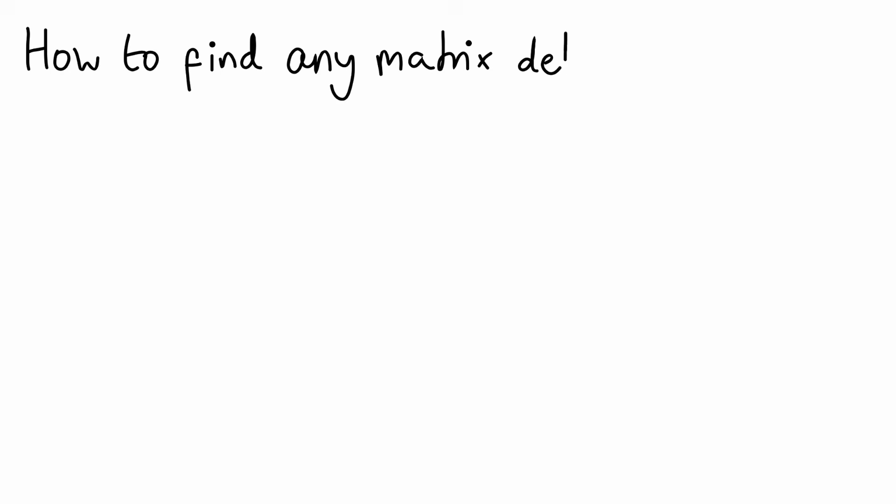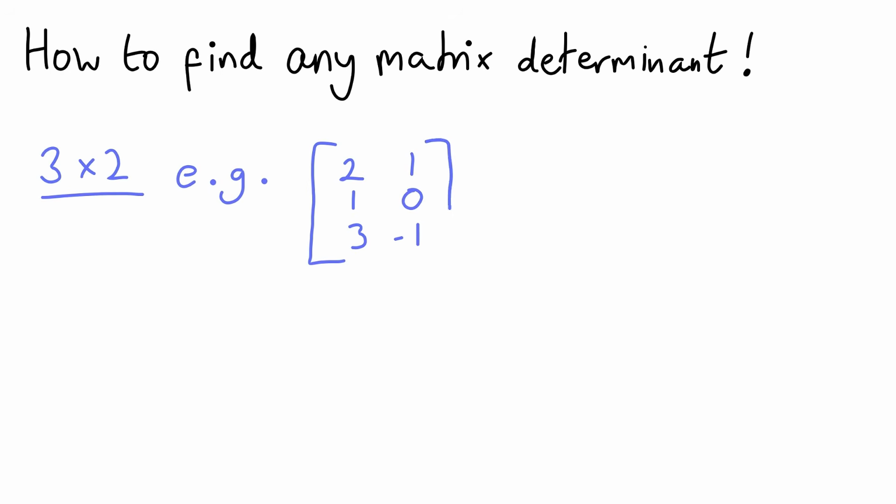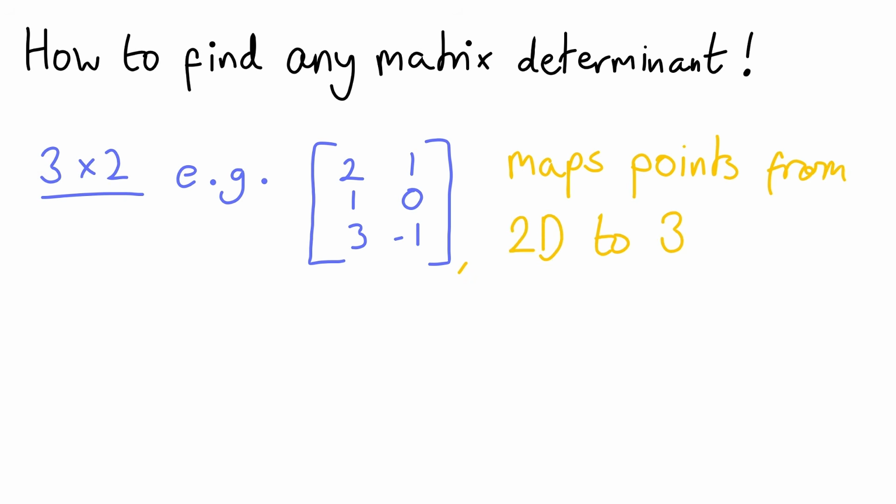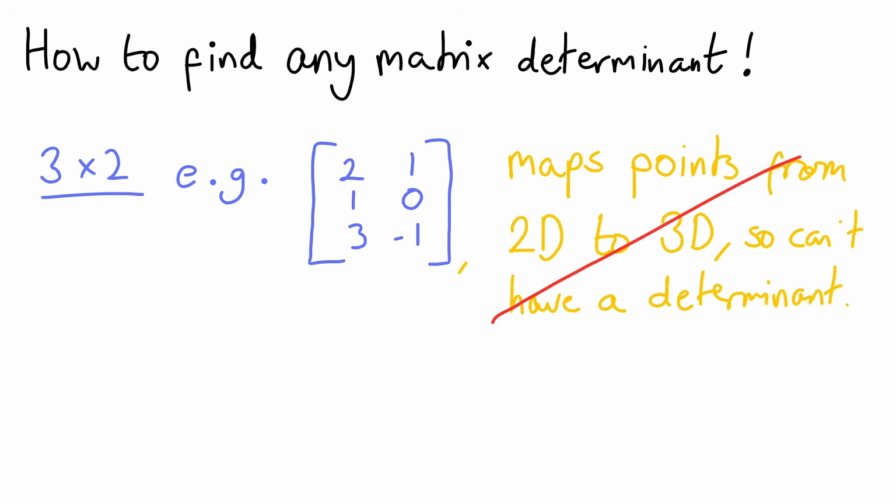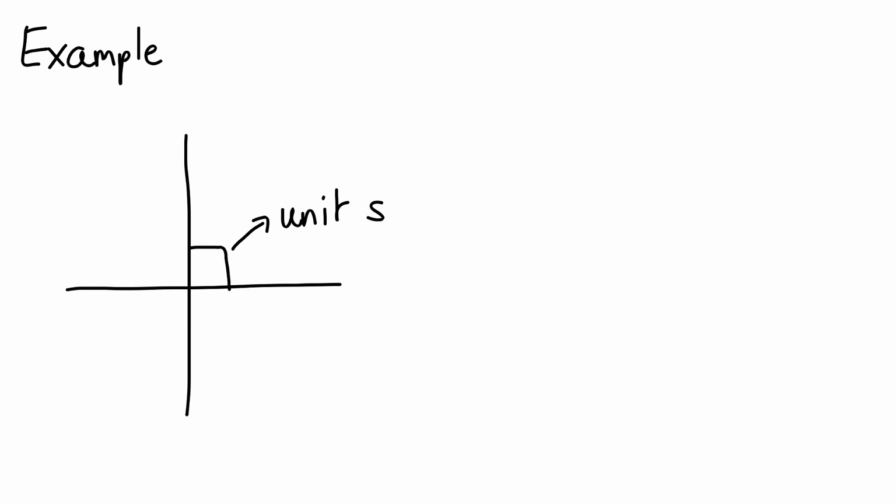Until now, because today I'm going to show you how you can calculate the determinant of any matrix, starting off with 3x2s. The main reason this matrix supposedly doesn't have a determinant is because it maps points from 2D to 3D. So we go from a 2D area to a 3D volume, and those are incompatible, right? Why don't we try actually transforming a shape, and I'll show you why this assumption is wrong.